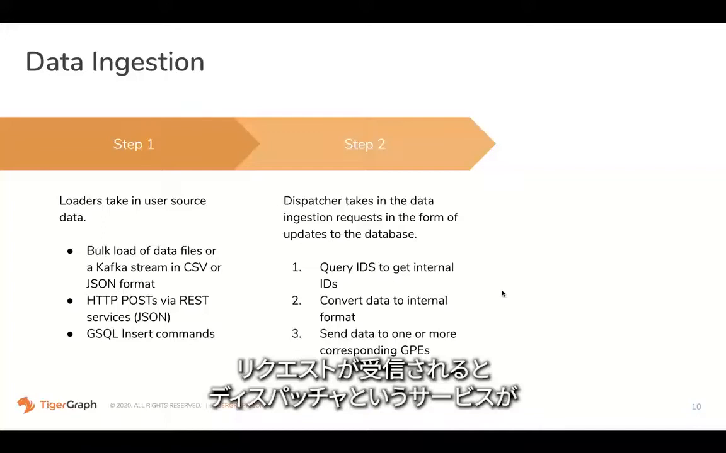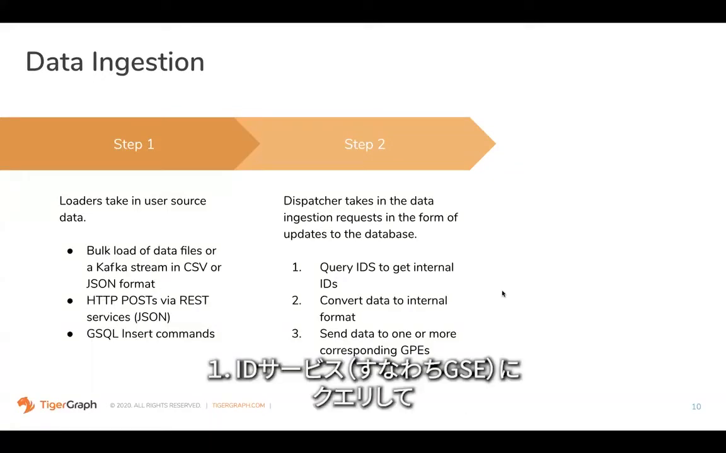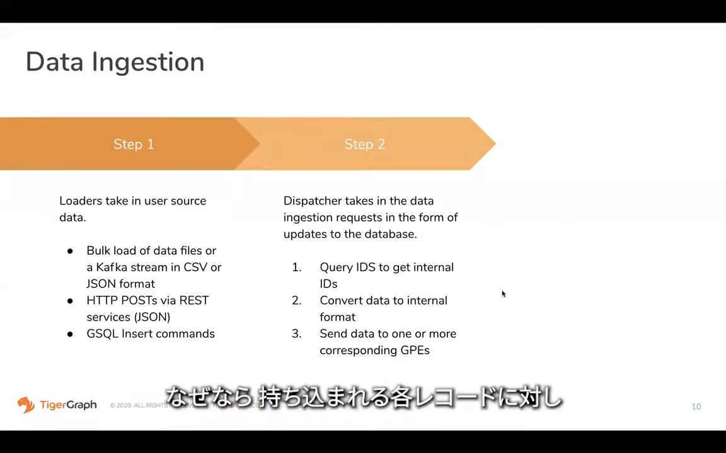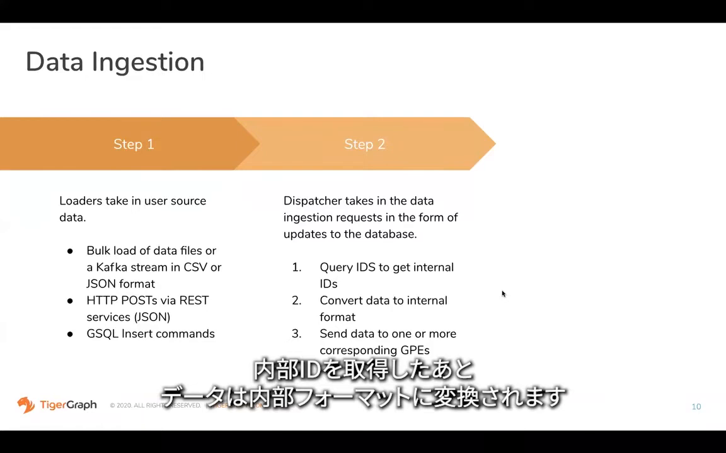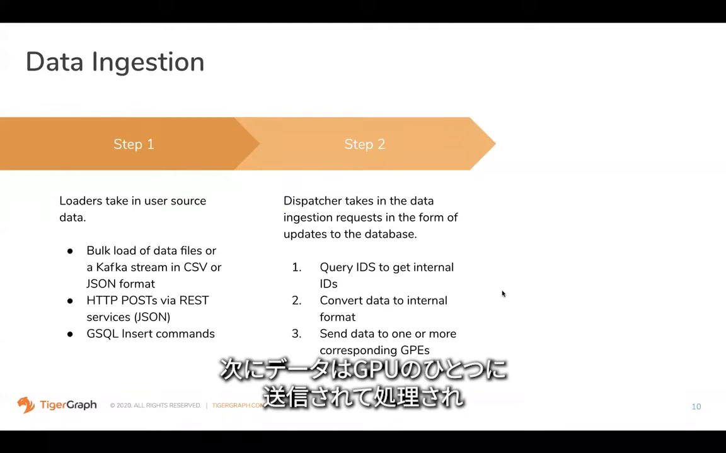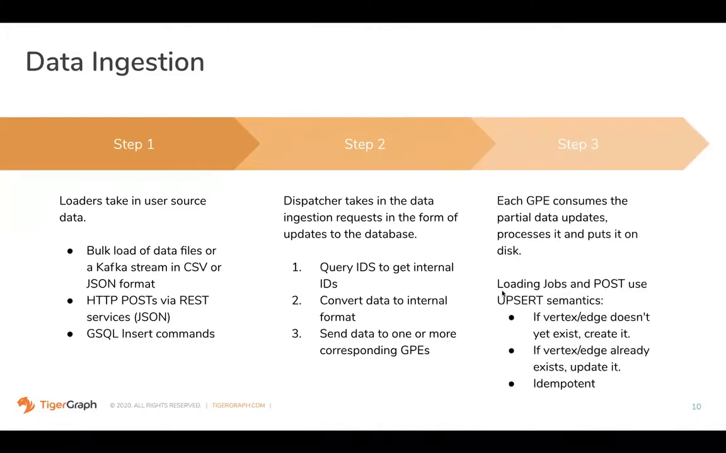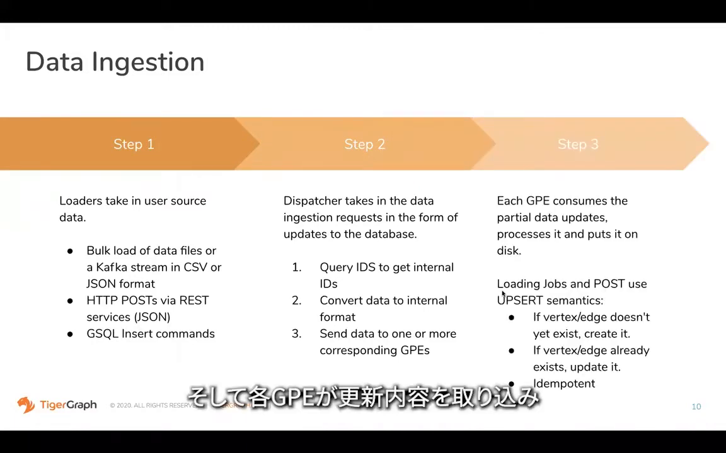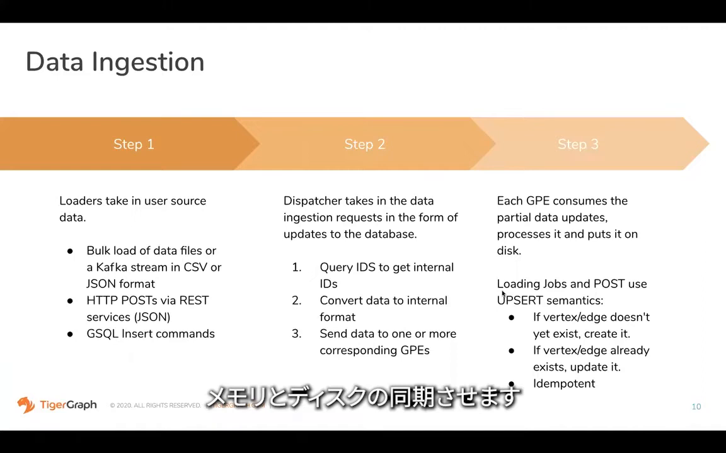Once the request comes in, we have a service called Dispatcher that takes in the data ingestion request and starts the following process. One, it queries the IDS service, the GSE, to get the internal ID, because for each record that comes in, there's a mapping from external to internal. After it gets the internal ID, we convert the data into an internal format. Then the data is sent to one of the GPEs to do the processing and store it inside the database. And as each GPE consumes those updates, it periodically writes them to disk so that memory and disk are in sync.